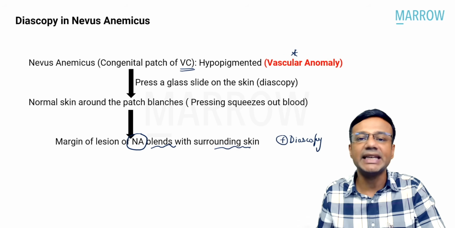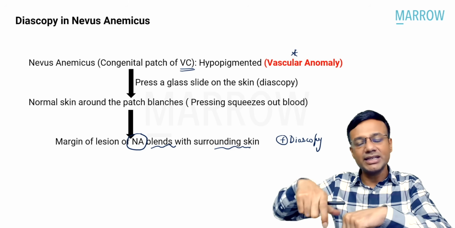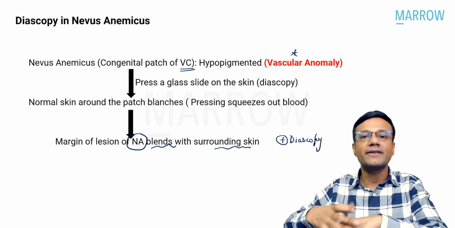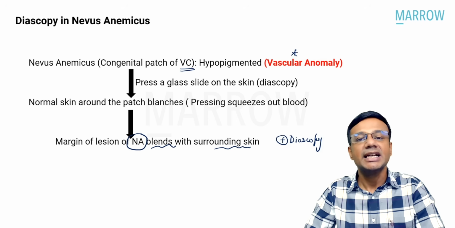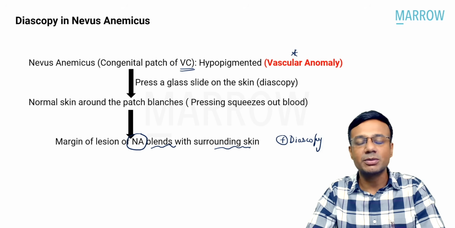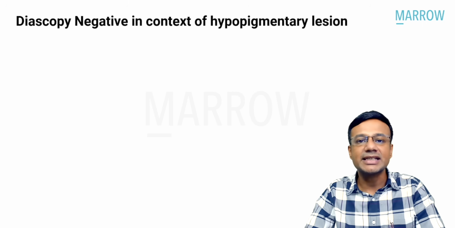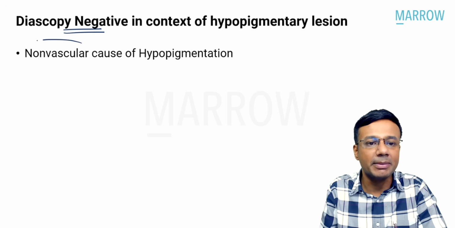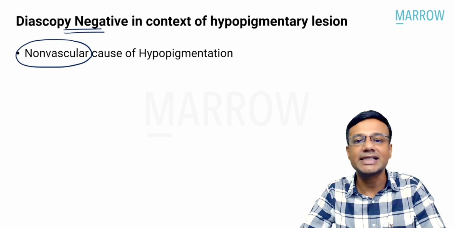So once again to repeat, in nevus anemicus, there is vasoconstriction. When you perform a diascopy, what is happening? The surrounding skin also will blanch. That time the margin of nevus anemicus is going to fuse with the surrounding area. That's why diascopy is positive in nevus anemicus. This is the test that we use to clinically distinguish between nevus anemicus and nevus depigmentosus. So if the question says, in relation to a hypopigmented lesion, that diascopy is negative, that means the cause of hypopigmentation is non-vascular. It is not vascular, it is not nevus anemicus.